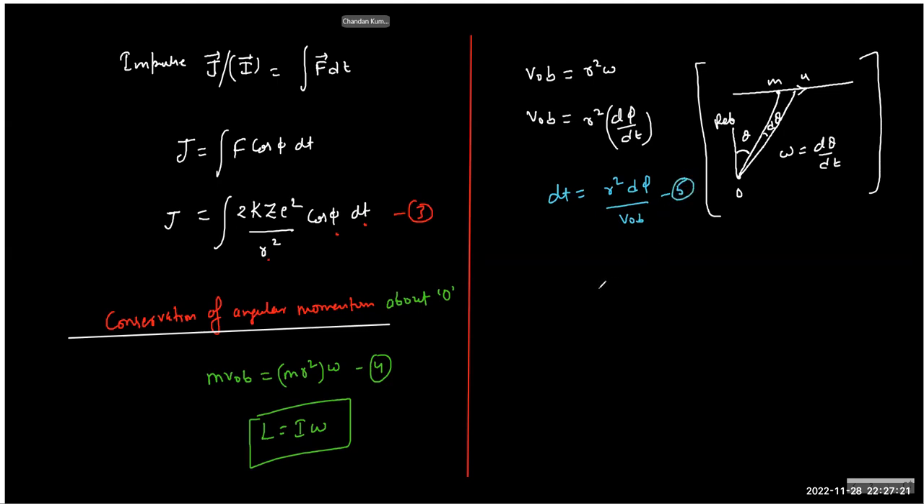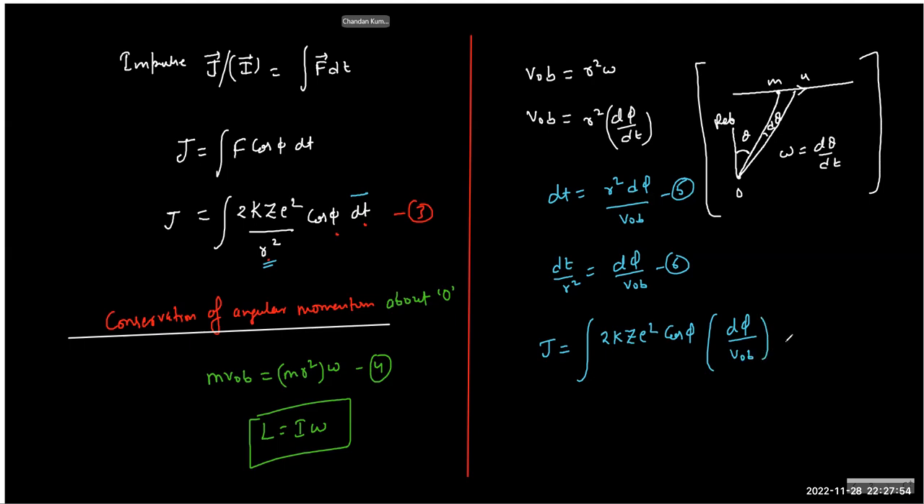And now you realize, dt by r square, the two variables have been converted. Earlier dt was missing. Now I can substitute dt by R square, which was impossible earlier to integrate. Now this is integrable. Do you realize this? Yes or no? So this was impossible to integrate, now this is possible to integrate. I hope this is clear to all of you. So 2kze square upon v not b, and what we are left with is something really simple: cos phi d phi.